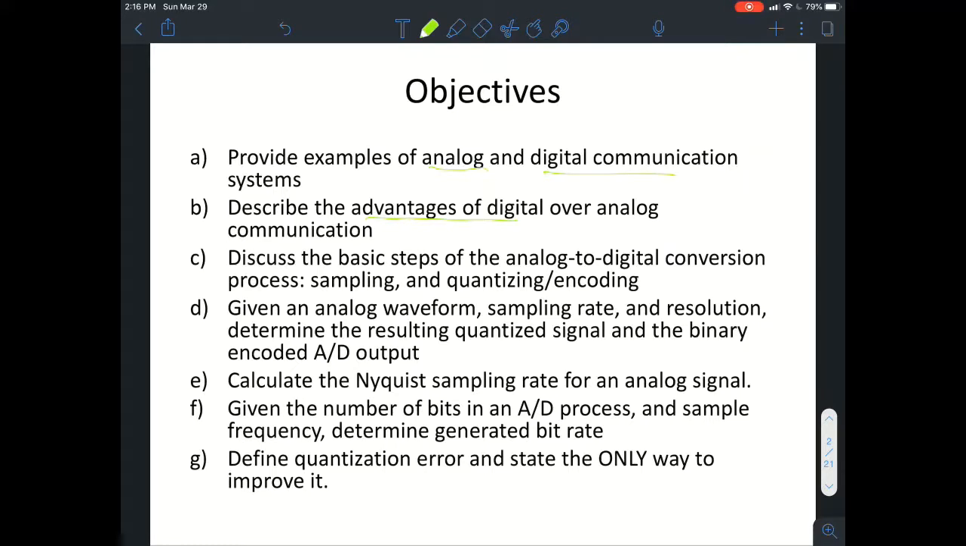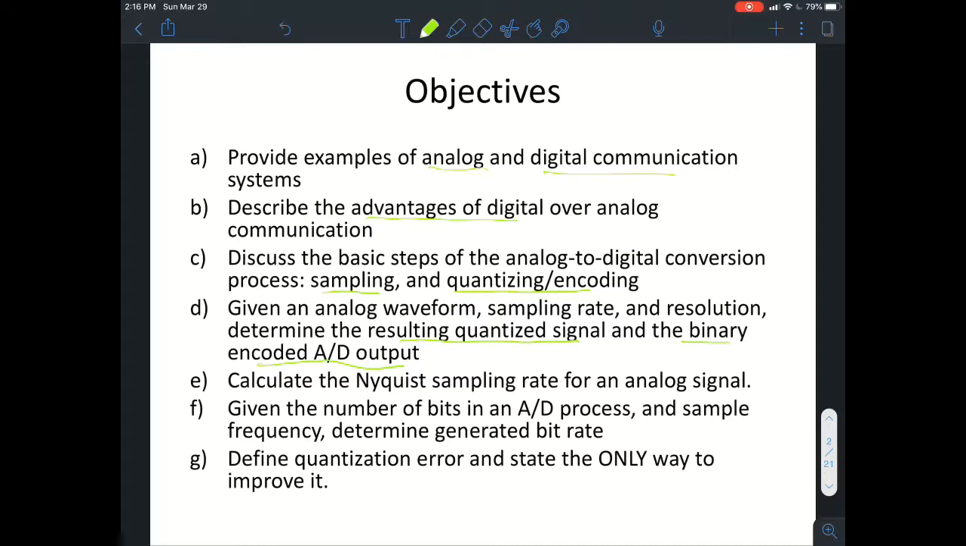And then we're going to talk about the basic steps of analog to digital conversion: sampling, quantizing, and encoding. Give examples of analog waveforms, sample rates, and resolution. We want you then to be able to determine the resulting quantized signal and the binary encoded analog to digital outputs. Whenever you see this A/D, it means analog to digital.